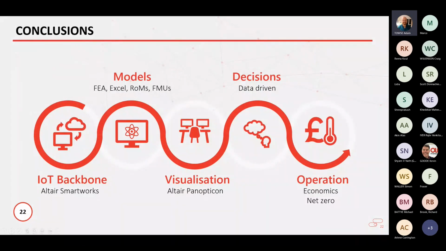So that's what we've done. We've got an IoT backbone based on SmartWorks, to which we've connected models, quite a few different types. They're merrily calculating information which we've been able to visualize and condense down to really simple metrics for the operators. The thing that IoT is good at is making decisions based on that data, and ultimately we want to get this into operation to make these plants a bit cheaper, and that obviously is going to help in the net zero push.